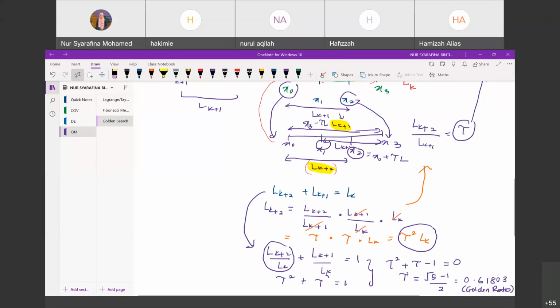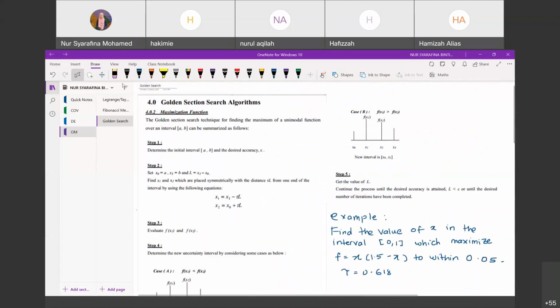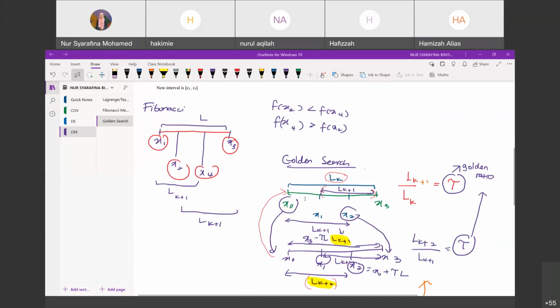Okay, let's take a look at the algorithm. Let's discuss the maximization problem today, because last class we discussed minimization. The difference is only the choice of the new interval, where we have to look at the value of the function. The golden search technique for finding the maximum of a unimodal function over an interval a to b can be summarized as below. Determine the initial interval a and b and the desired accuracy epsilon, then set x0 and x3. Our interval is in terms of x0 to x3 here.